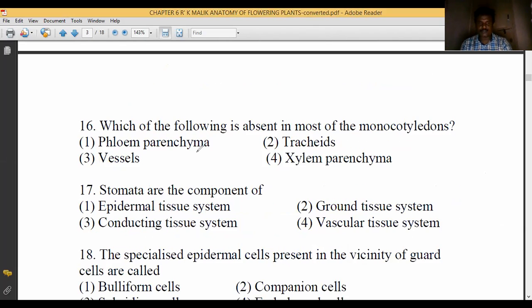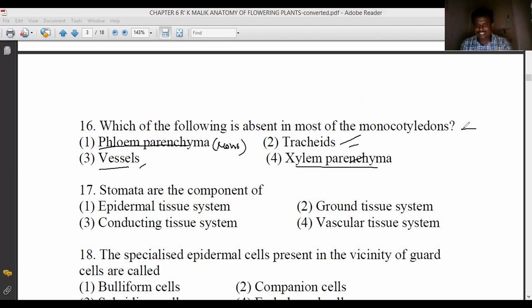Next, 16th question. Which of the following is absent in most of the monocotyledonous plants? Phloem parenchyma, tracheids, xylem parenchyma, and vessels. Generally, phloem parenchyma is usually absent in most monocot plants. The others are all commonly present. So the correct option for the 16th question is 1.